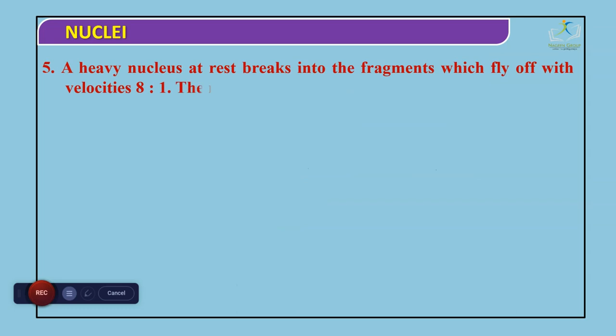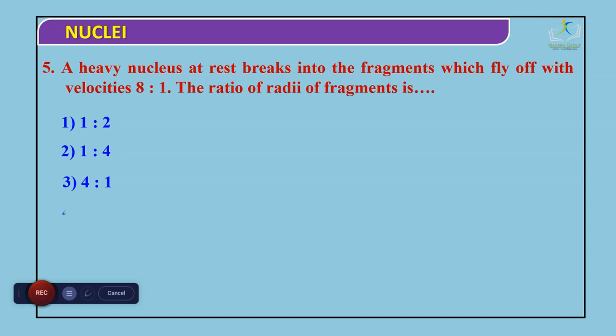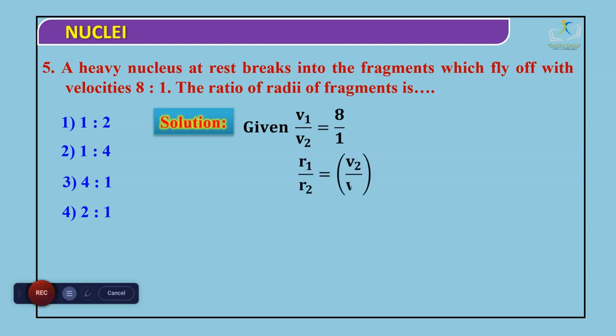Next question, we have a heavy nucleus at rest that breaks into fragments which fly off with a velocity ratio of 8:1. The ratio of radii of the fragments is: 1:2, 1:4, 4:1, or 2:1. So let's move with the solution part. Given that V1 by V2 is equal to 8:1. So R1 by R2 is equal to (V2 by V1) to the power 1 by 3. That means (1 by 8) to the power 1 by 3, which gives the value 1 by 2. According to that, the correct option is 1:2.